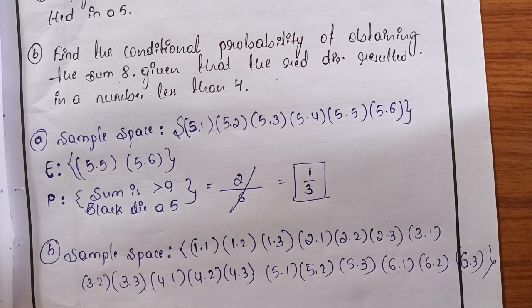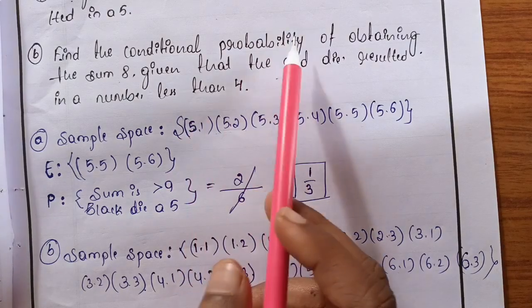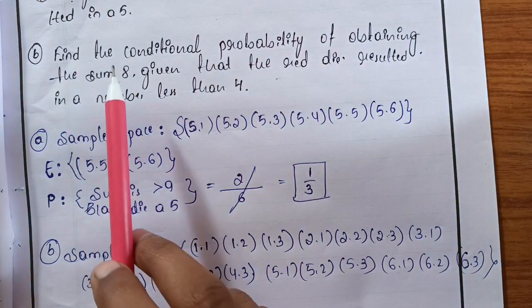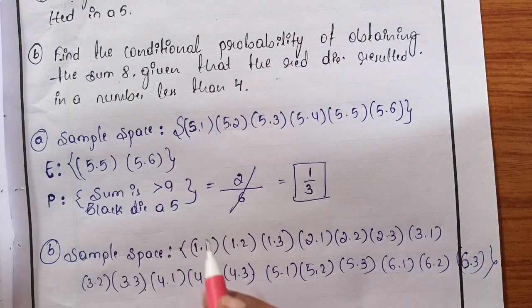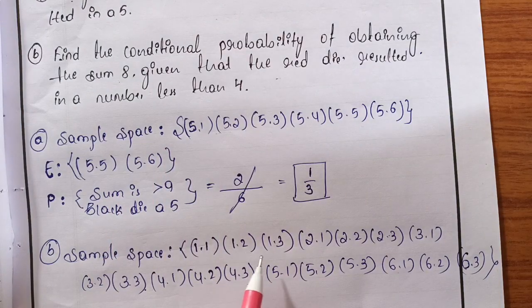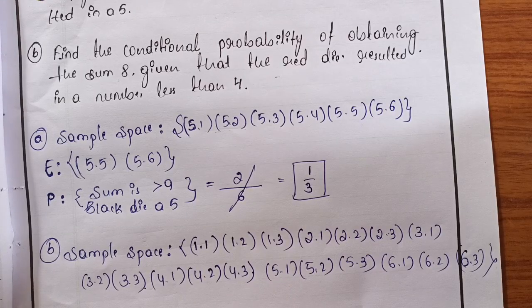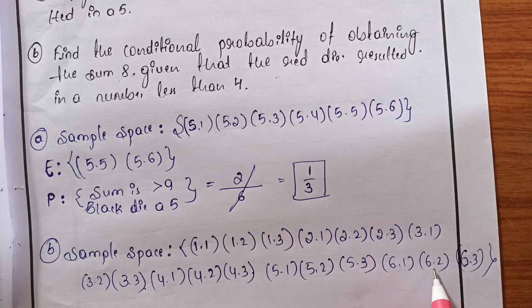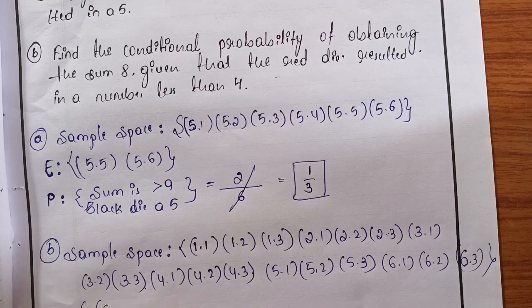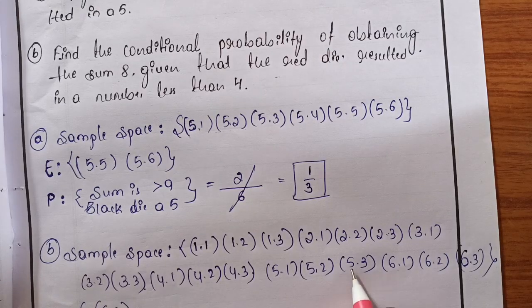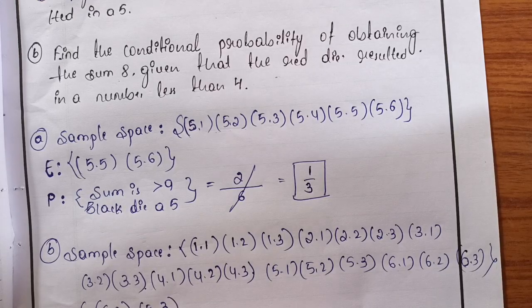And E be the event. Find the conditional probability of obtaining a sum of 8. We add digits, we get a sum of 8. So what are the outcomes? 6 comma 2. 6 plus 2 is 8. So we take 6 comma 2 and 5 comma 3, which becomes 8.